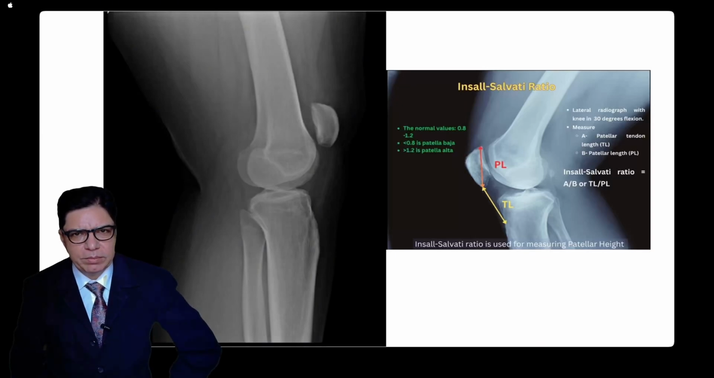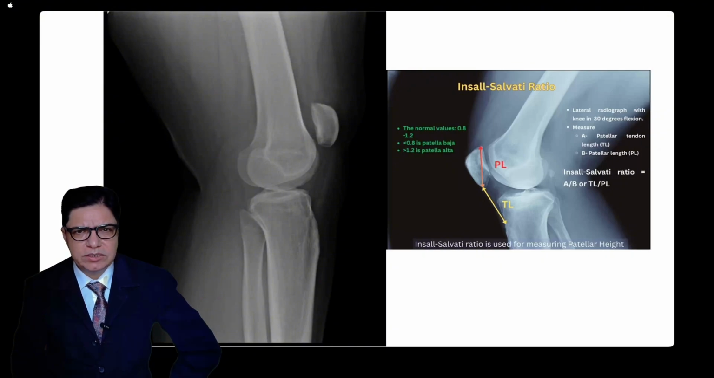Today we will be talking about the morphological or anatomical variations of the kneecap, which is also known as patella. There are two conditions, two morphological variations of the kneecap or patella. One is a high riding patella, which is also known as Patella Alta, and the other one is a low riding patella, which is known as Patella Baja.